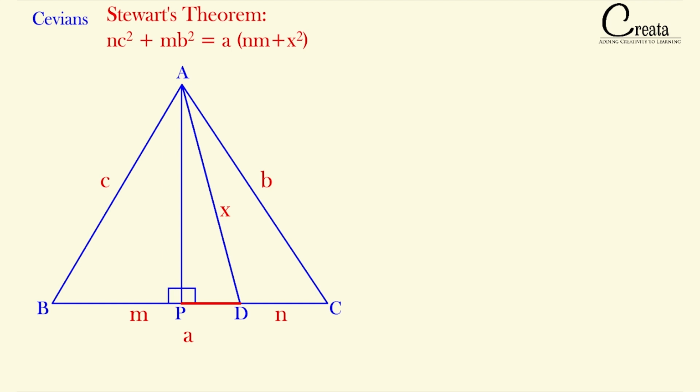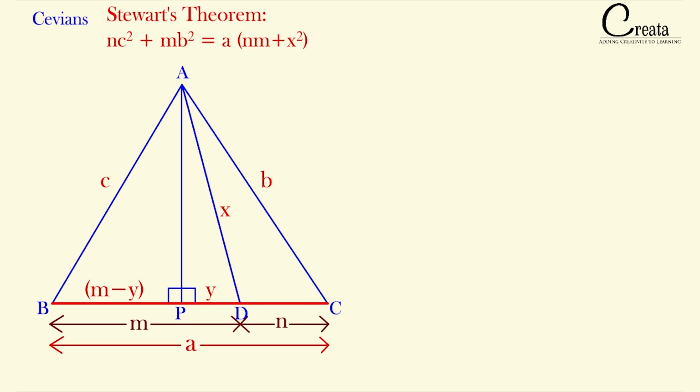Let's assume PD as y. This complete length, that is BD, is m. So we can say PB is equal to m minus y. Got it? Here BP is m minus y, PD is y, DC is n and this complete length is a, that is BC. We can also write BC as m plus n. Okay, that we will see later on.